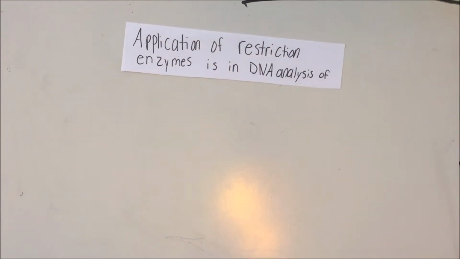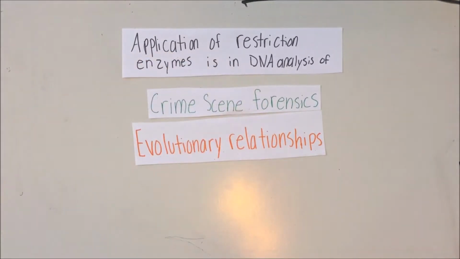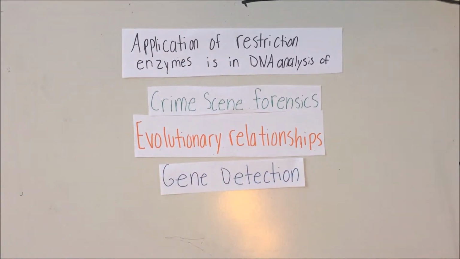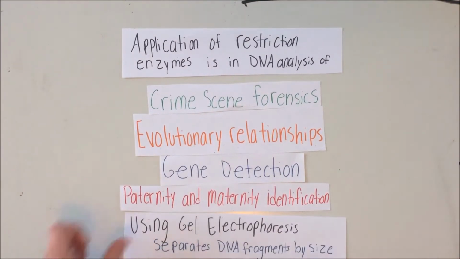Some applications of restriction enzymes include crime scene forensics, evolutionary relationships, gene detection, and maternity and paternity identification. All of these use gel electrophoresis to separate DNA fragments by size.